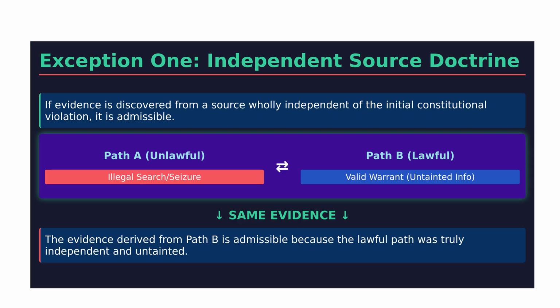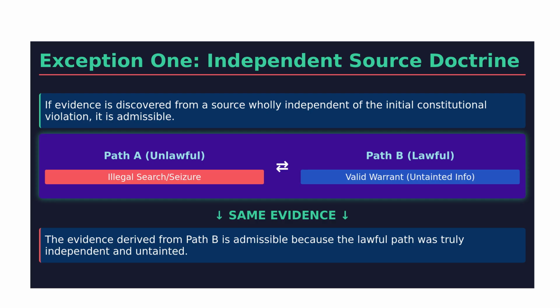Think of it this way. If the police could have lawfully obtained the evidence anyway, the initial illegal conduct does not require suppression. For instance, imagine the police conduct an illegal search, but before that search, they had already secured a valid search warrant based on untainted information. If the evidence found during the illegal search matches evidence found pursuant to that pre-existing, lawful warrant, the evidence derived from the lawful warrant is admissible.